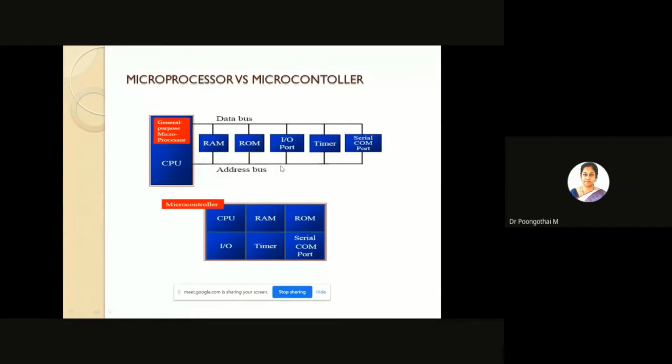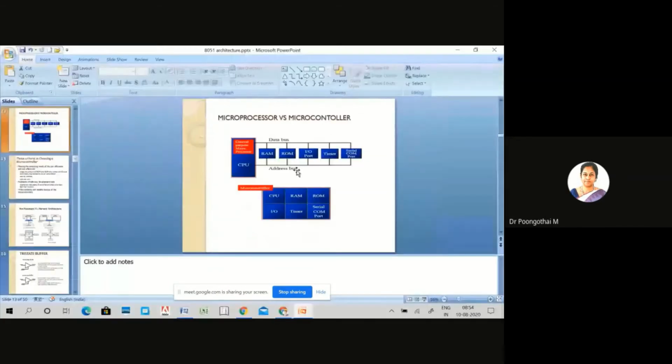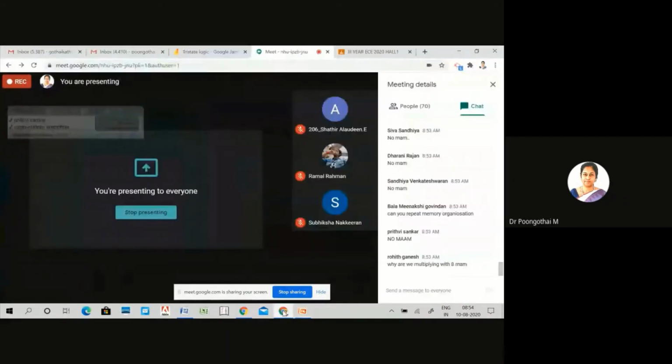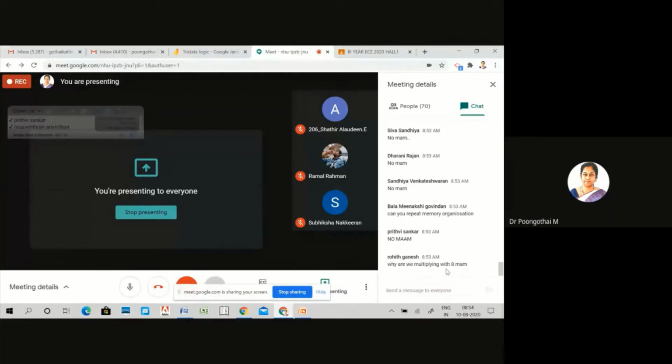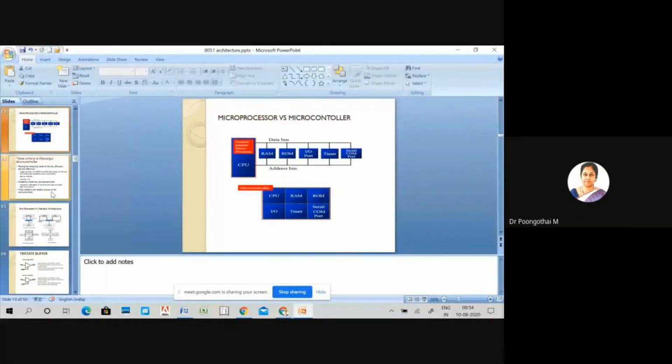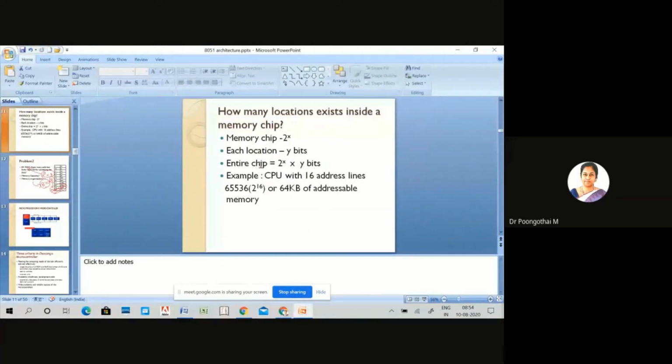And next, the difference between microprocessor and microcontroller. Any idea? So why are we multiplying by 8? According to this formula, the entire chip is equal to 2 power x into y. So your address lines give 2 power 13, into 8 bits, the size of your data bus.